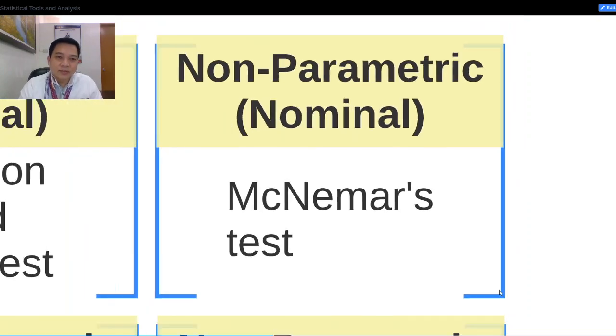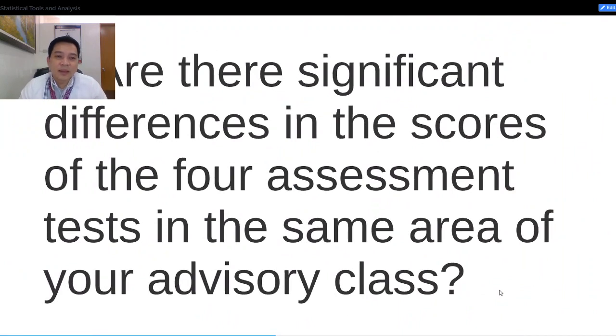Okay? So, let's continue. How about this one? Are there significant differences in the scores of the 4 assessment tests? Let's say for the same assessment test in the same area as the data there of your advisory class. Question, is this a test of difference or a test of relationship? Yes, it's a test of difference because the word differences are already there. Now, here's the next question. Remember the three-prong question? How many groups, how many tests, how many times? How many groups do you see?